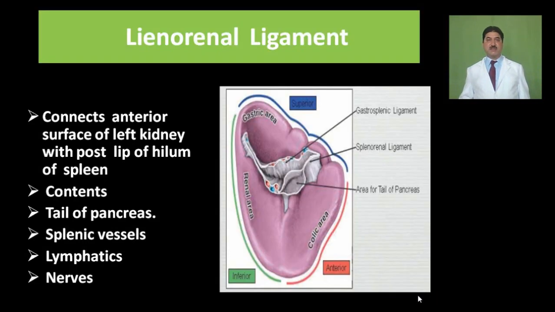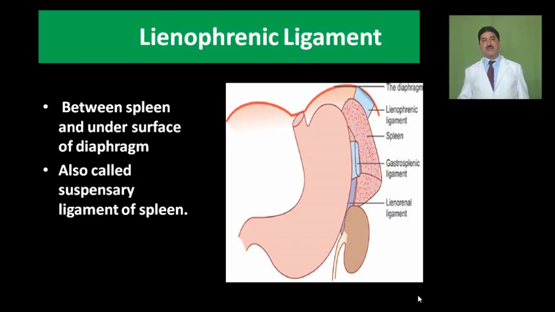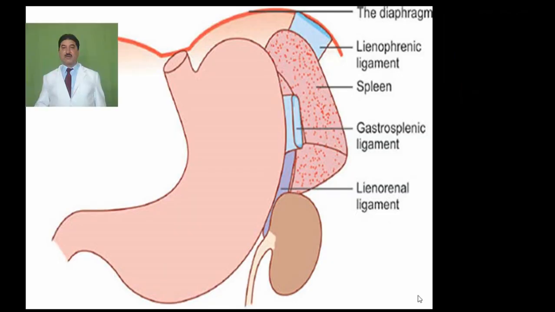Lienorenal ligament connects the anterior surface of left kidney with the posterior lip of the hilum of spleen. It contains tail of the pancreas, splenic vessels, lymphatics, and nerves. This is lienorenal ligament. Lienophrenic ligament lies between spleen and undersurface of diaphragm. It is also called a suspensory ligament of spleen.